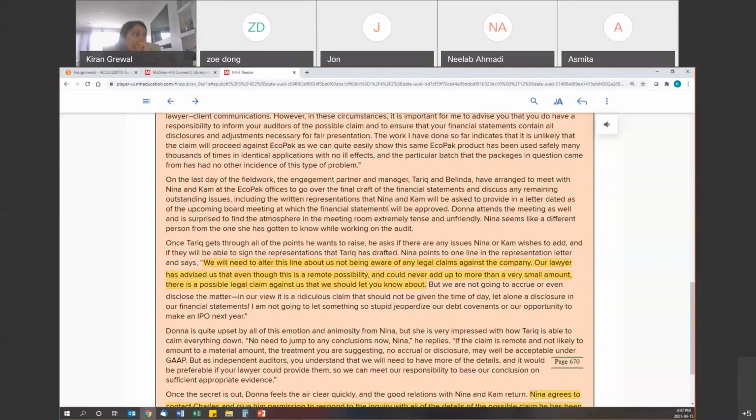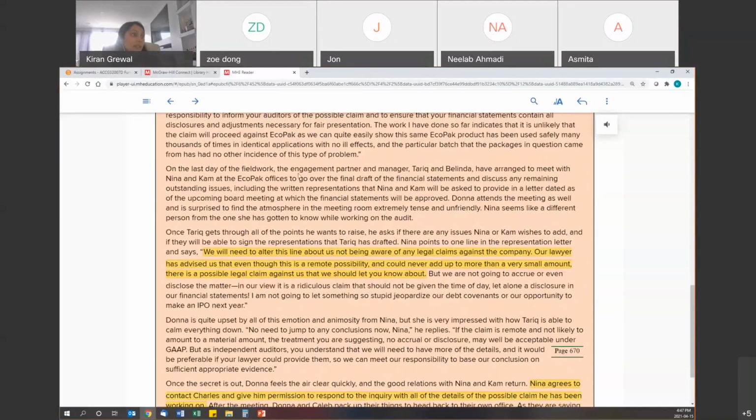Then on the last day of field work, the partner and manager of the auditors arrange a meeting with Nina and Cam to go over the final draft of the financial statements and discuss any remaining issues.